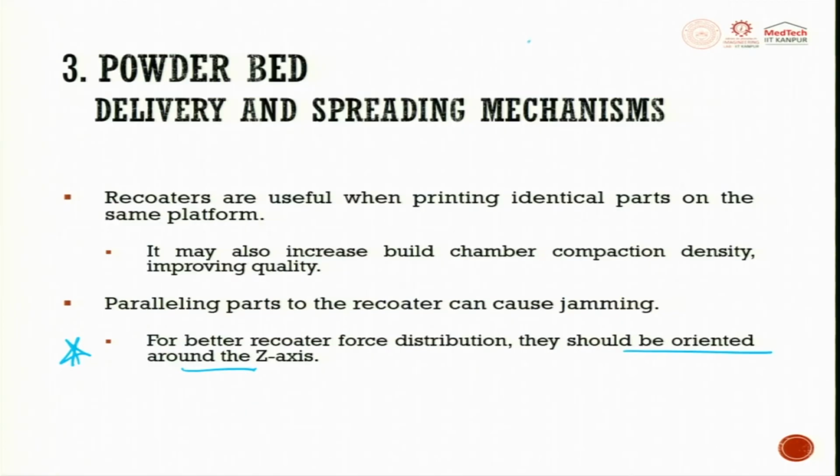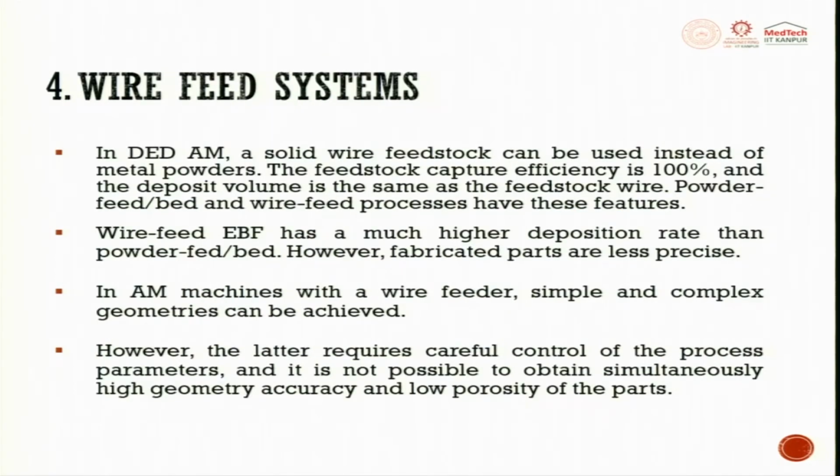And here when we are trying to do additive manufacturing, we can also have various parts simultaneously getting built and then you detach them and try to do an assembly. So, this is what we are trying to talk about when printing identical parts on the same platform. 1, 2, 3, 4, 5 are identical. You can have 1, 2, 3, 4, 5 different. It may also increase the build chamber compaction density and improve quality.